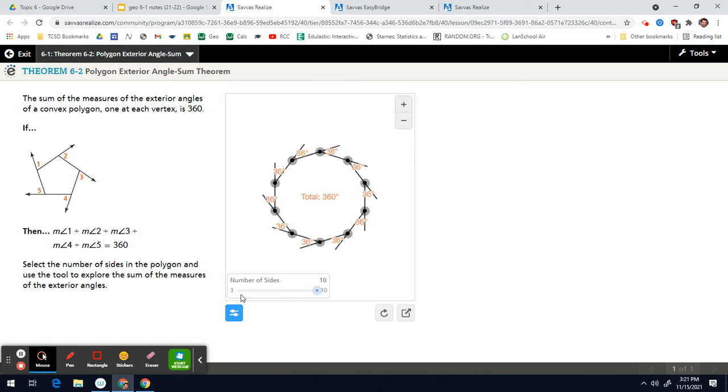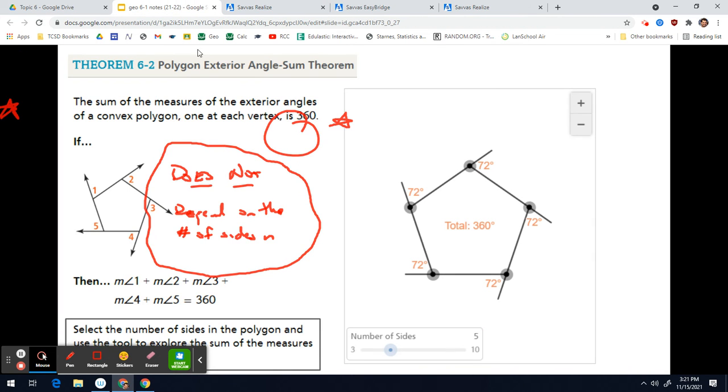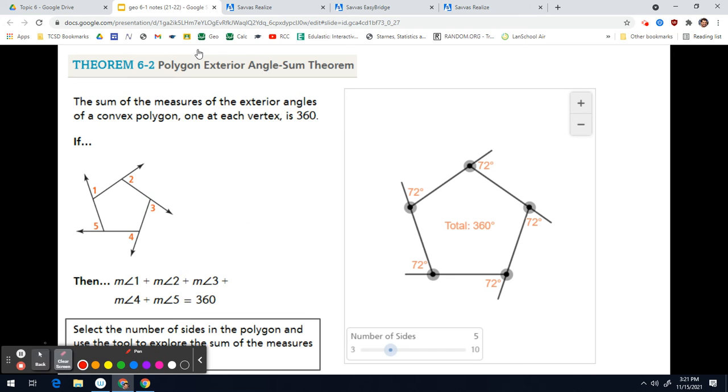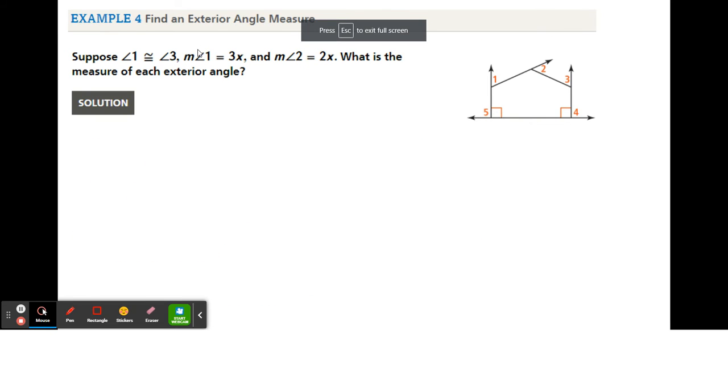For a 10-sided figure, the inside is going to be 144. So the exterior angle is 36, and 36 times 10 is 360. So every time, the sum of those exterior angles is 360. Okay? All right, so let's head back to our notes and do a couple problems involving interior and exterior angles.